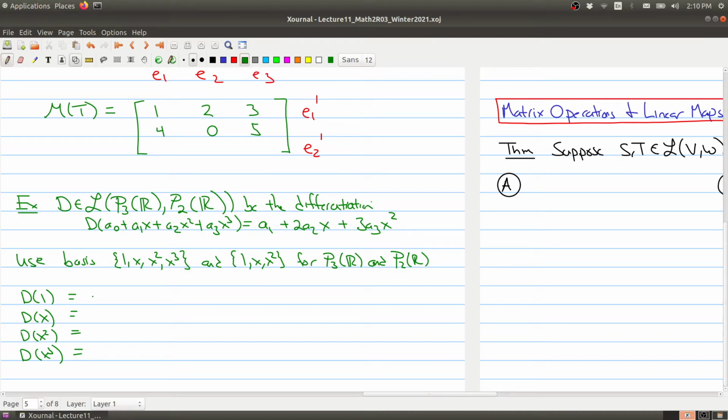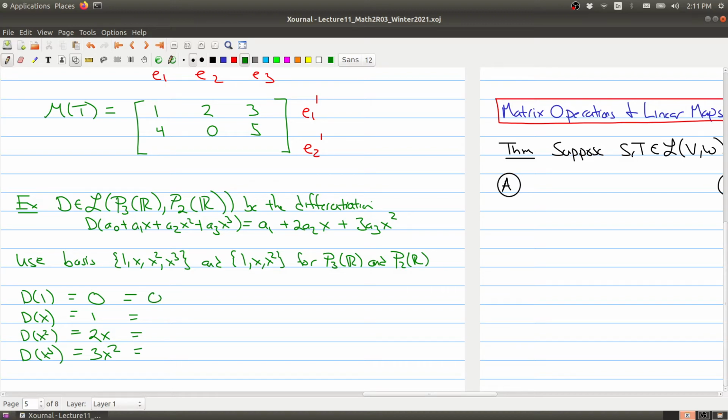The derivative of 1 is 0. The derivative of x is 1. The derivative of x squared is 2x. And the derivative of x cubed is 3x squared. So that's just some basic first year linear algebra. But now we want to write it in terms of my basis.